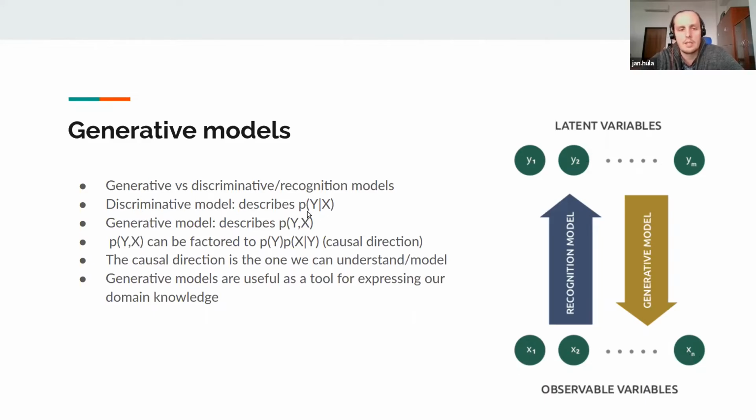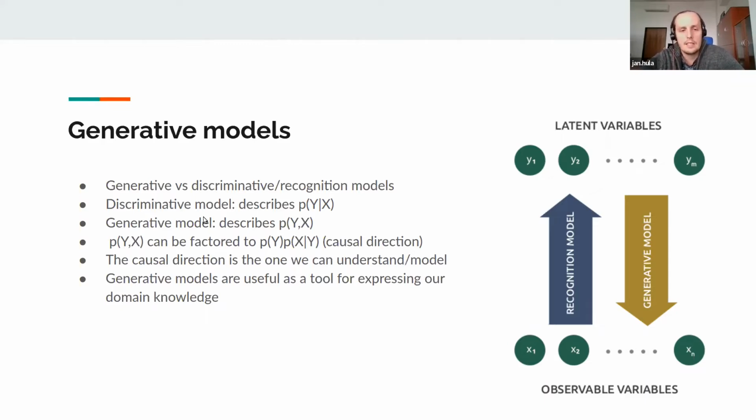The recognition or discriminative model describes this probability P of y given x. So conditioned on the observable variables, we get a probability for different configurations of latent variables. Here it could be, for example, that the observable is an image, and the latent variables could be the classes of objects which are present in the image.